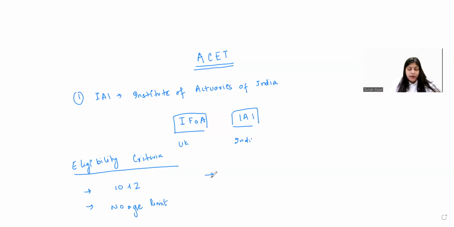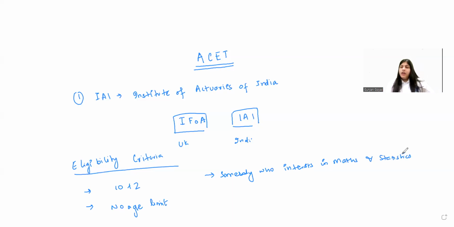It says it's a criteria, but it's not actually a criteria. It's just somebody who has interest in mathematics and statistics. Okay, so this is the eligibility criteria, which is very common. So 10 plus 2 appeared or cleared, both work, and there's no age limit for it. And somebody who has an interest in mathematics and statistics can also pursue ACET. Okay. This was the basic eligibility criteria.